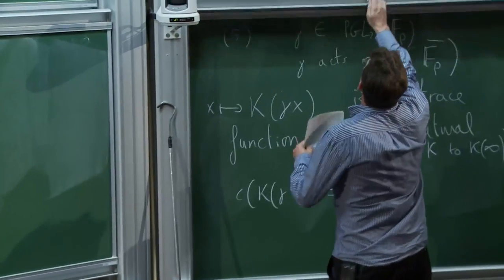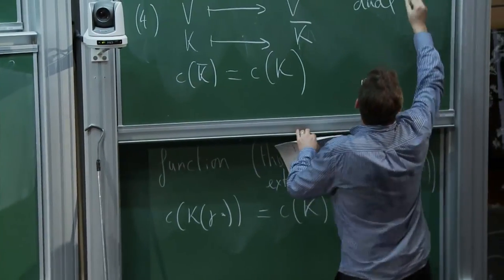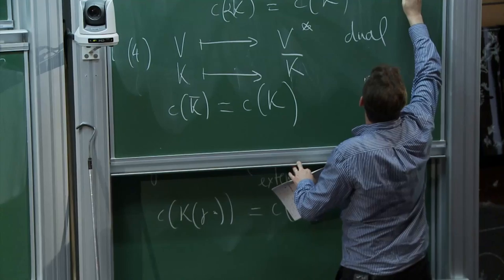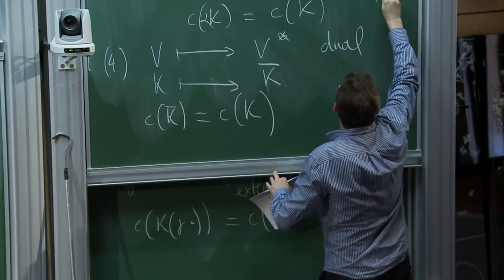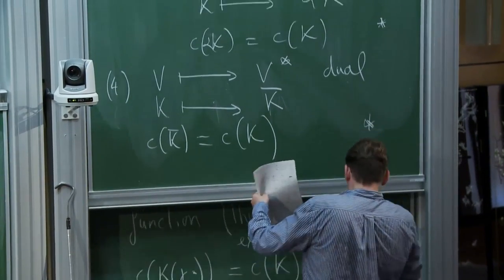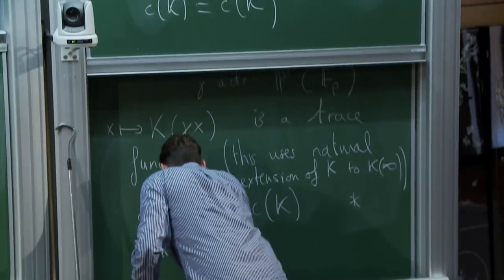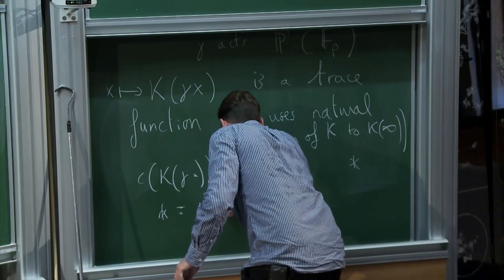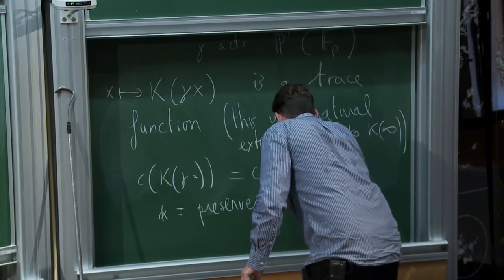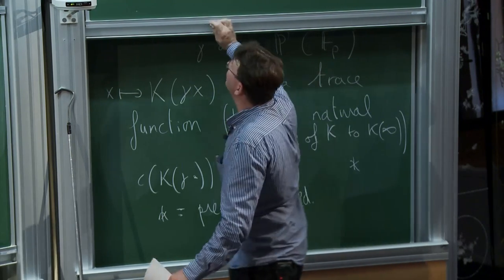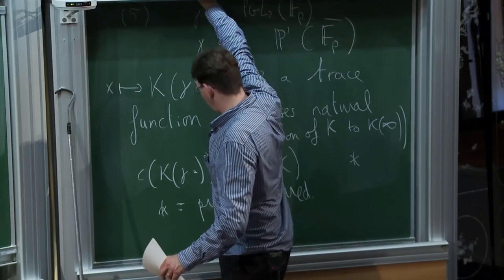I should say, here also it preserves irreducibility. When I put a star, this means it preserves irreducibility. And it also preserves non-geometric irreducibility if you want to think about it.